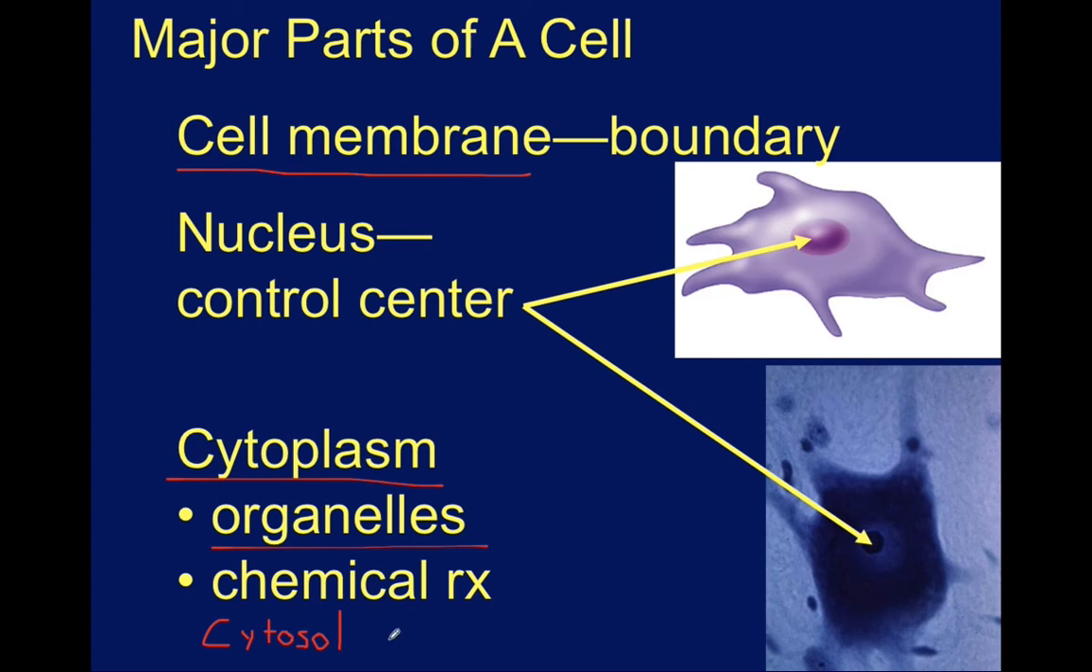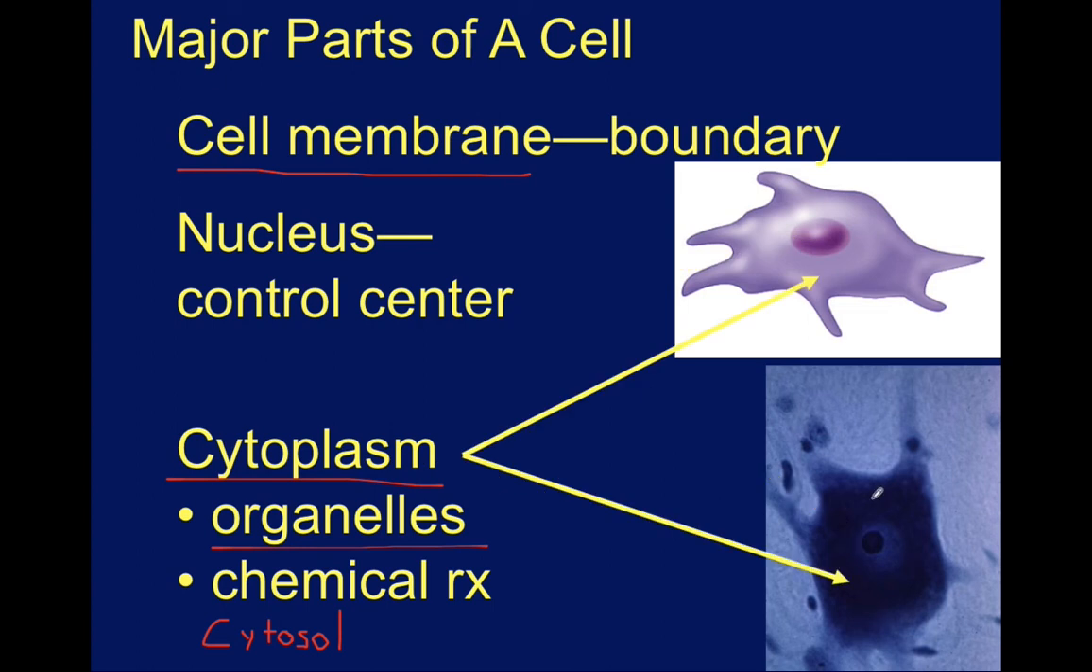We have lots of things taking place in the cytoplasm, and I like to describe the cytoplasm as everything that is between the cell membrane and the nucleus. Anything inside of the cell that is not the nucleus is considered cytoplasm. The cytoplasm can be seen here surrounding the nucleus.